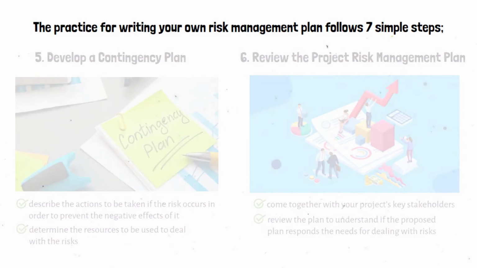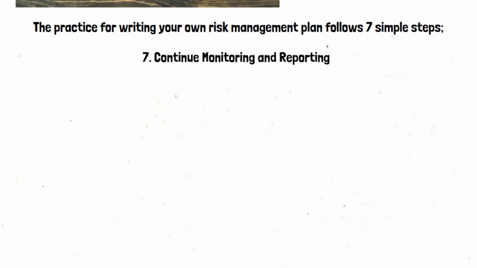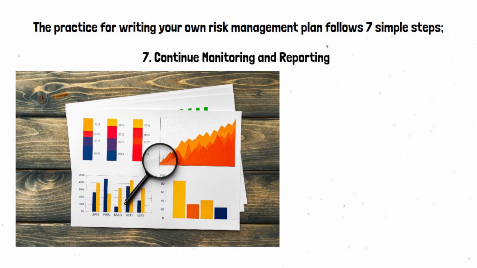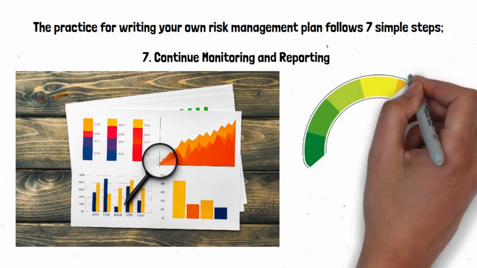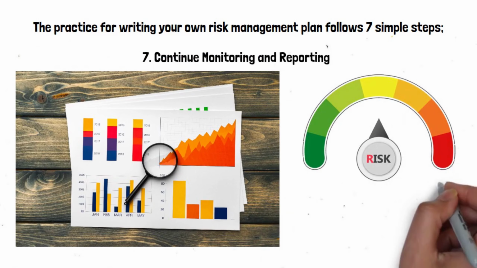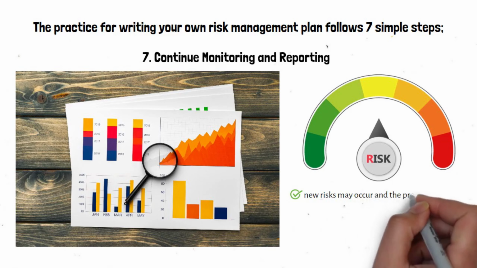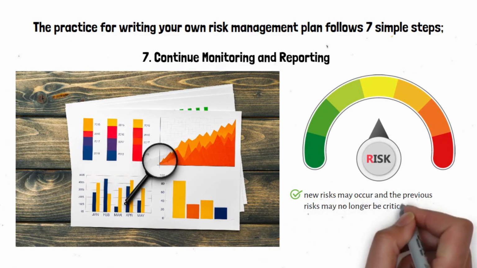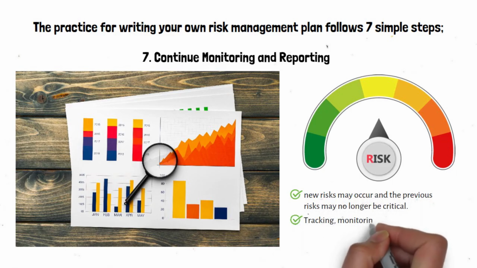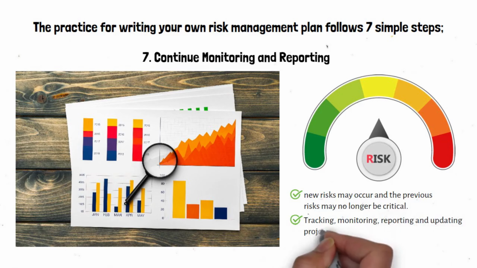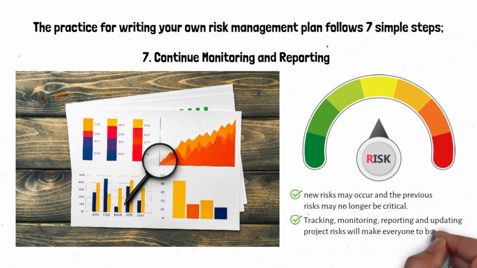7. Continue monitoring and reporting. Risk management is a live process to be conducted throughout the project's life cycle. At the beginning of a project, some risks may be serious. However, as the project progresses, new risks may occur and the previous risks may no longer be critical. Tracking, monitoring, reporting and updating project risks will make everyone aware of what's going on.